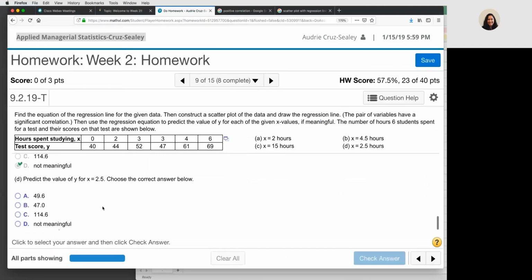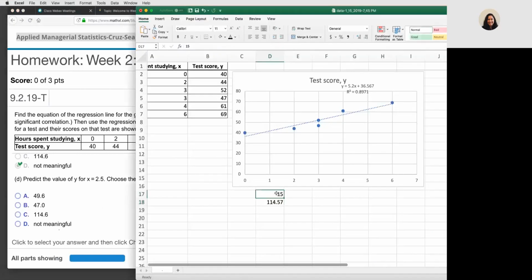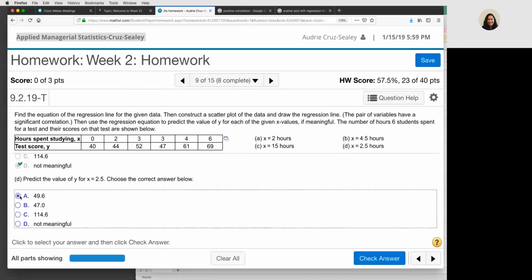Okay? And so then the next one is 2.5. 2.5 is fine because 2.5 is in between 0 and 6. So when you come over here and you put in 2.5, I get 49.57, which is close to the 49.6. So I'm going to go with that one as my answer.